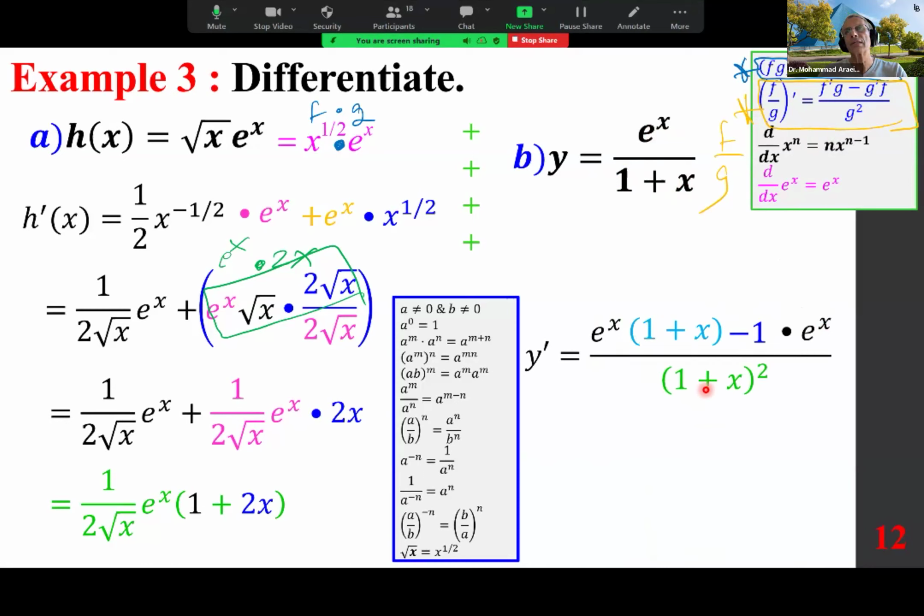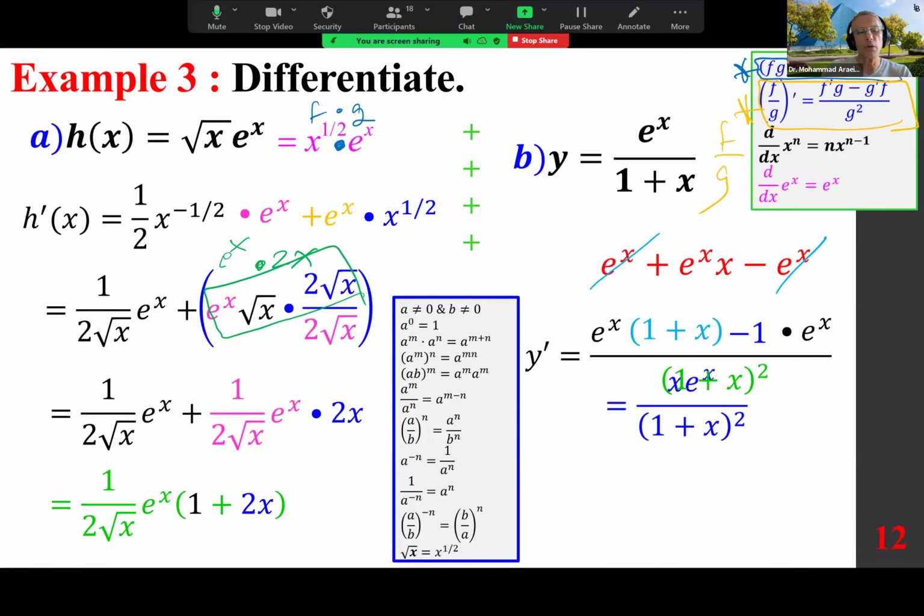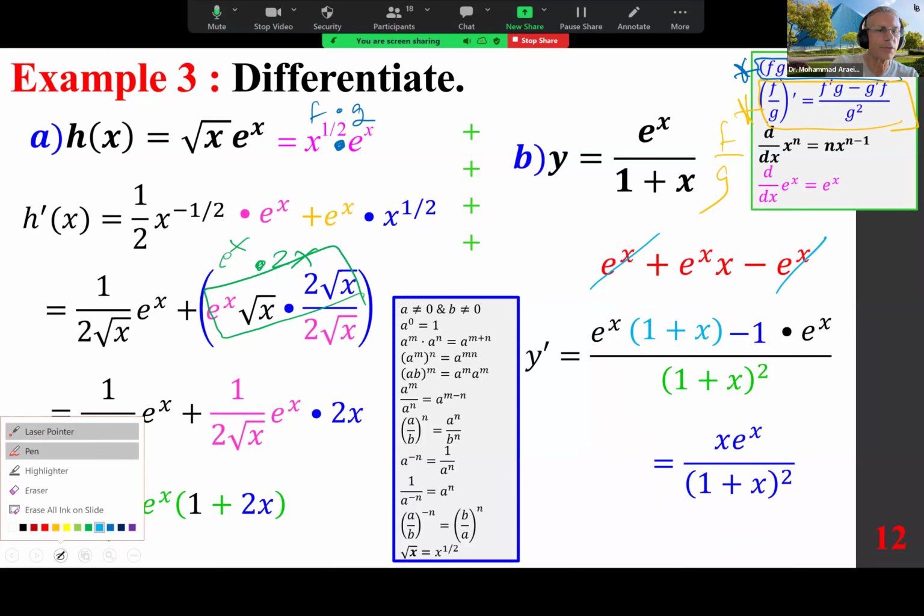All we need to do is to simplify the numerator by distributing, and we get e to the power of x here, e to the power of x times x, minus e to the power of x, and these two cancel each other. And we put the x in front of e to the power of x, and that is our final answer.